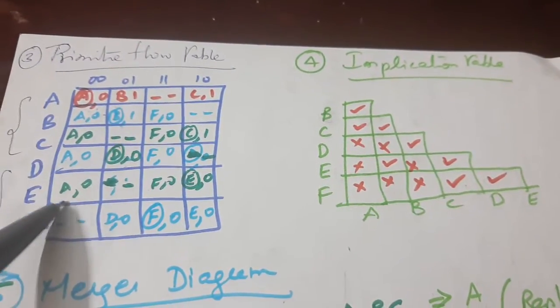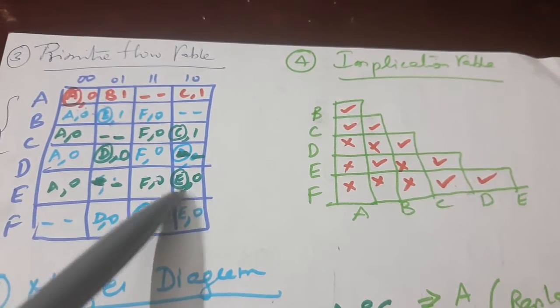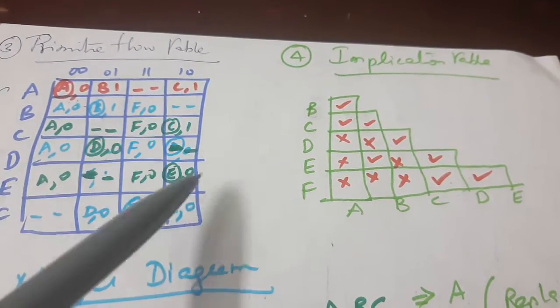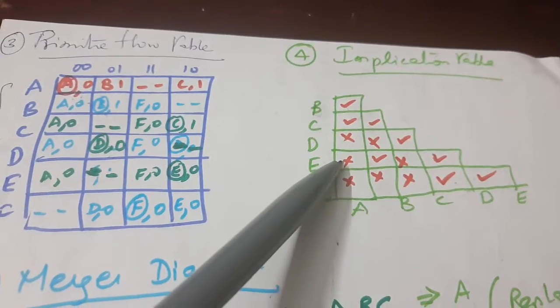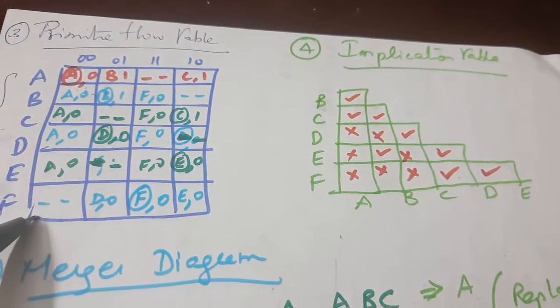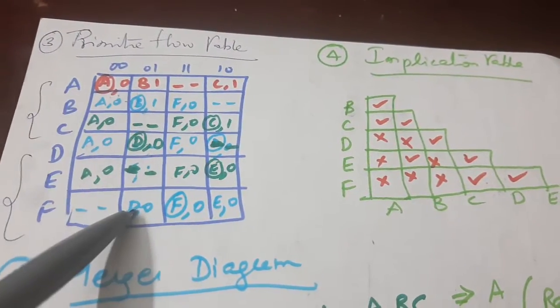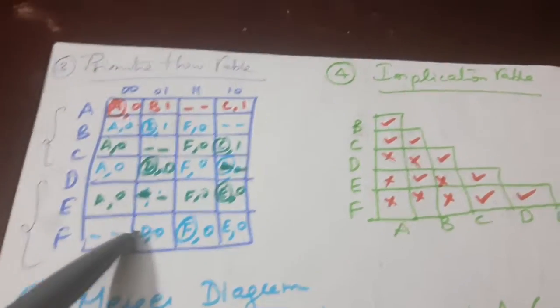Compare A with E. See the last column, C and E, two different states. Therefore, put a cross. A with F, B and D, second column, different states. Therefore, cross. Similarly, do it for B.